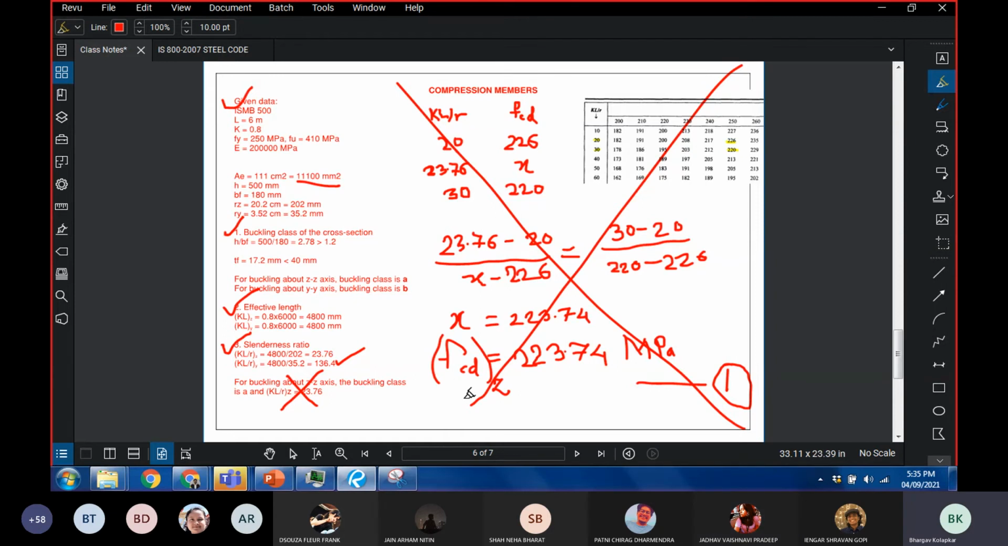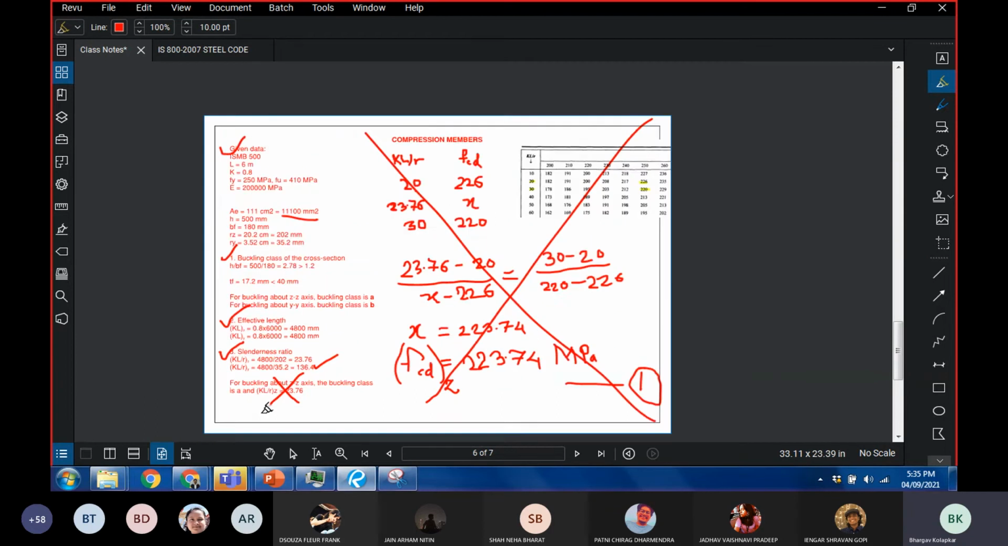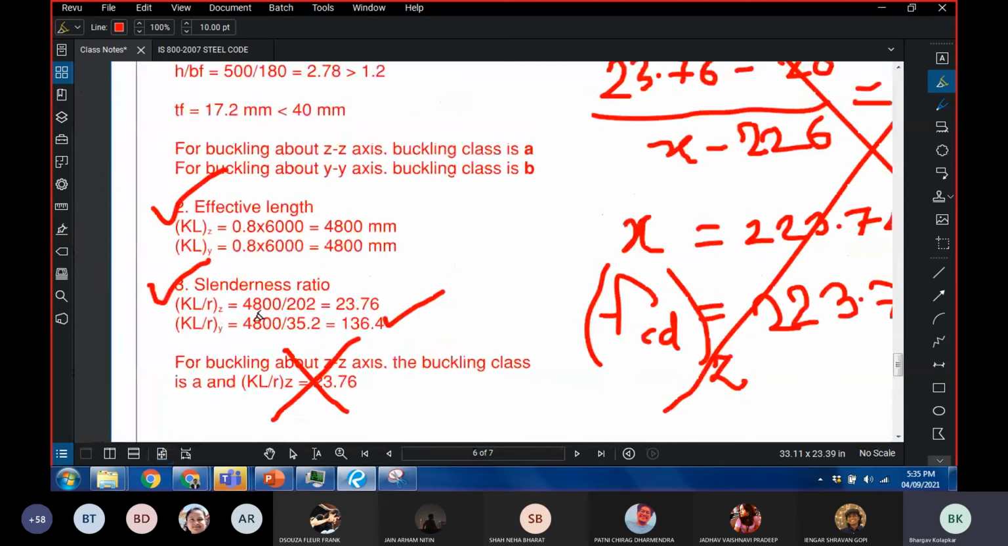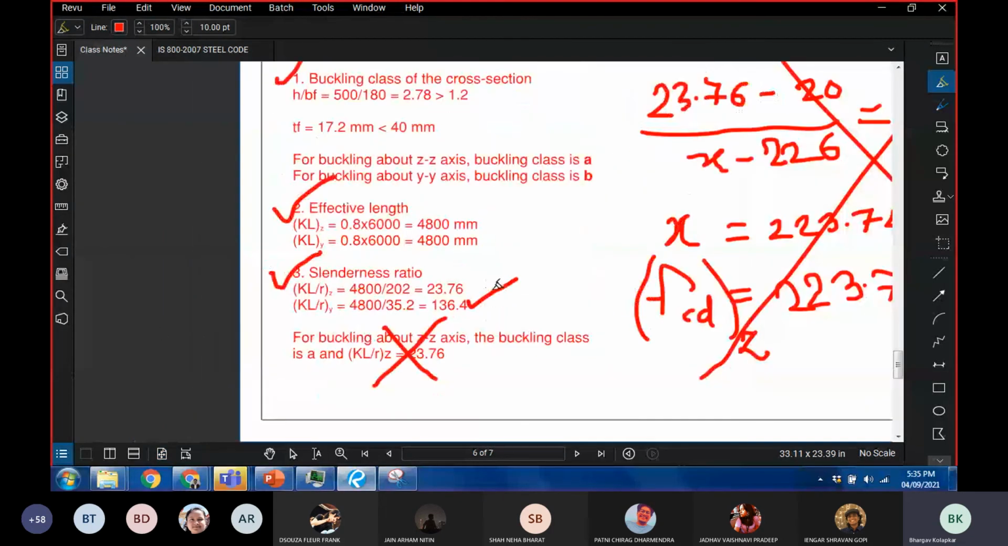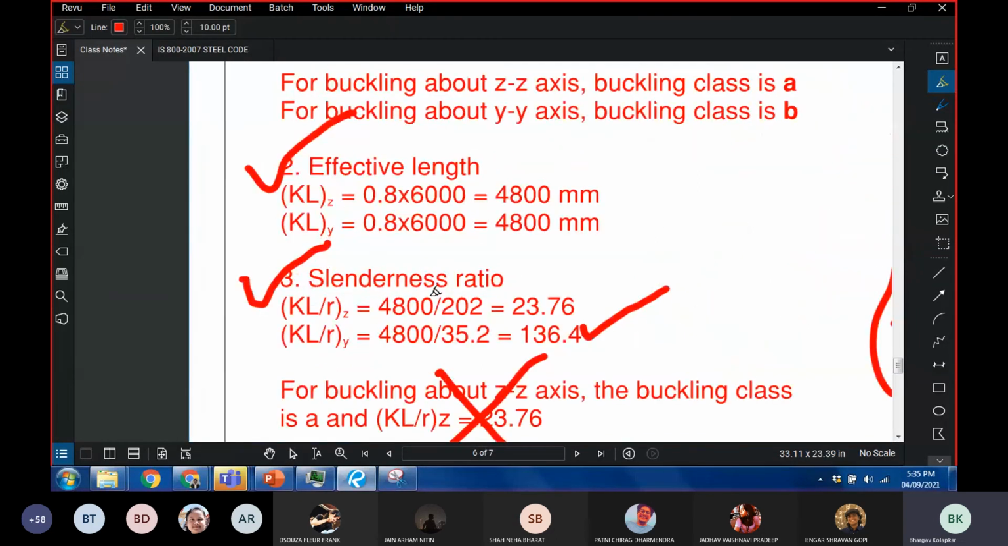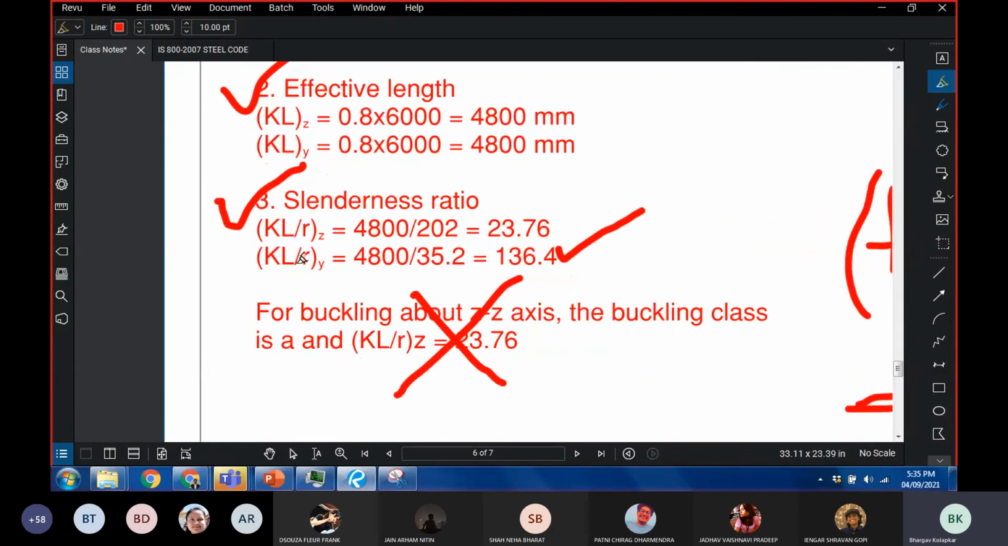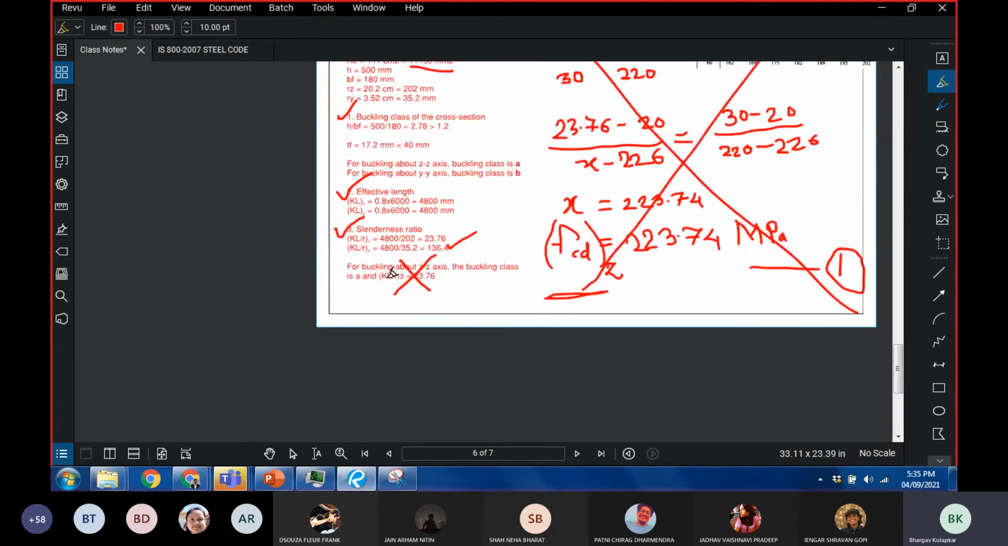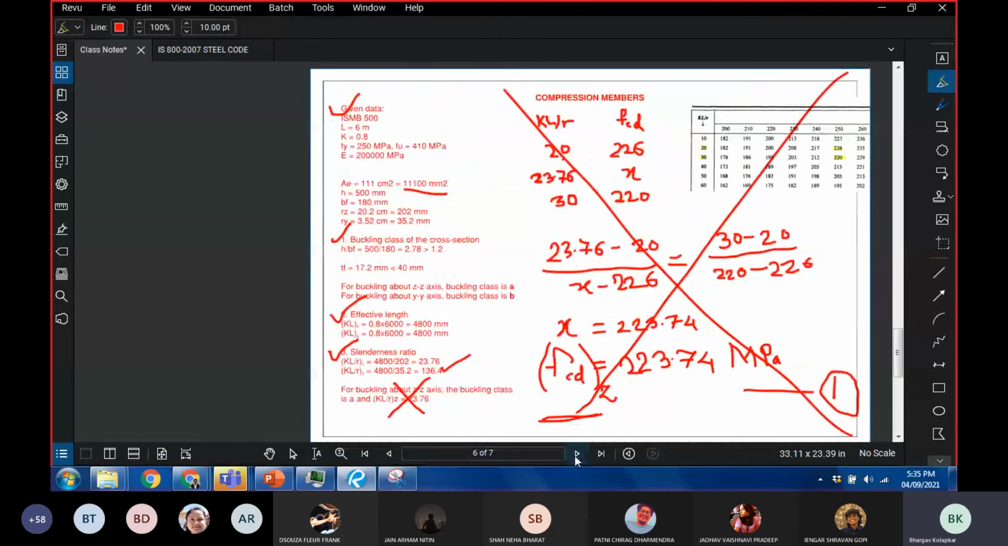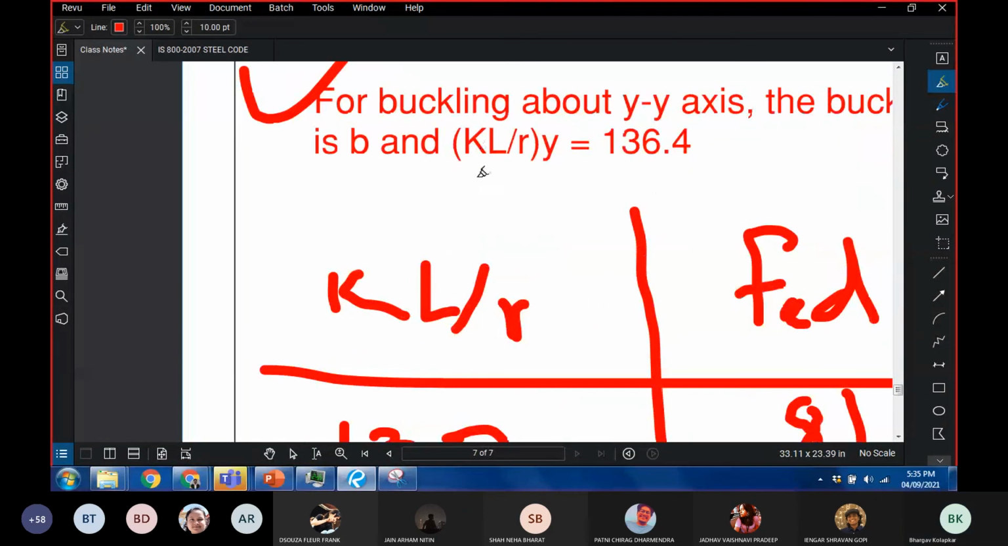Okay. So this was just for your understanding that we found out both these values. In the actual examination, you will not find the FCD corresponding to Z. You just go to the third step and say that KL upon R of Y is greater than that of Z, therefore it governs. And you just find out the value of FCD for KL upon R about the Y-axis. So you just skip the extra step of calculating for Z.